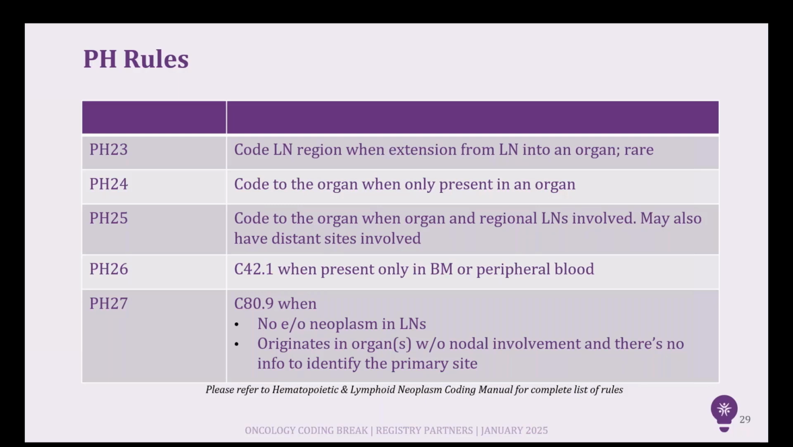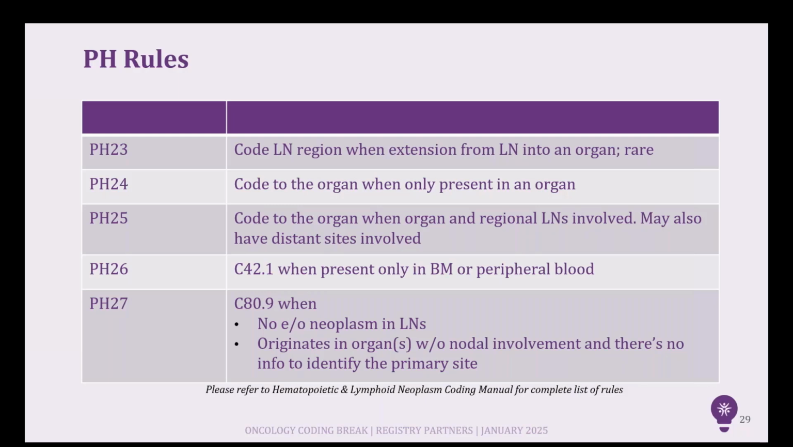PH 25 tells us to code to the organ when both the organ and its regional lymph nodes are involved. Distant sites may also be involved in these cases, but the primary site is still the organ. PH 26 instructs us to code to C42.1 when only the bone marrow or peripheral blood are involved, and there's no other sites of lymphoma involvement.